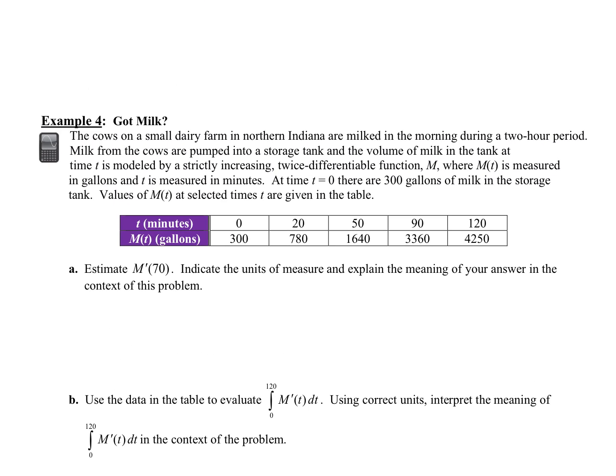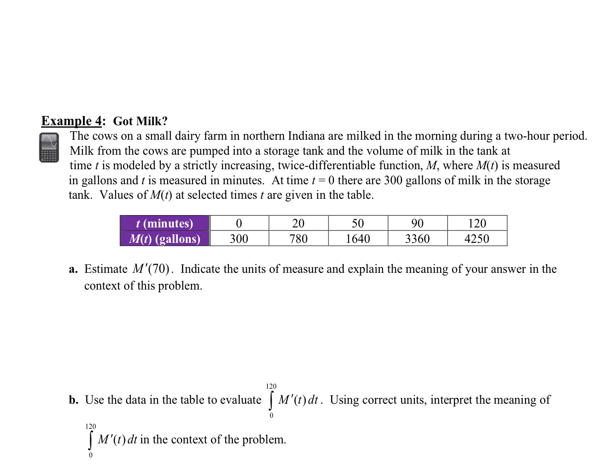Got milk. We're going to talk about some cows. We got these cows on a dairy farm in northern Indiana. They're milked in the morning during a 2-hour period. Milk from the cows is pumped into a storage tank, and then the volume of milk in the tank at time t is modeled by a strictly increasing twice differentiable function m of t, where m of t is measured in gallons and t is measured in minutes. At time t equals 0, there is 300 gallons of milk in the storage tank. The values of m of t are shown in the table, yes?